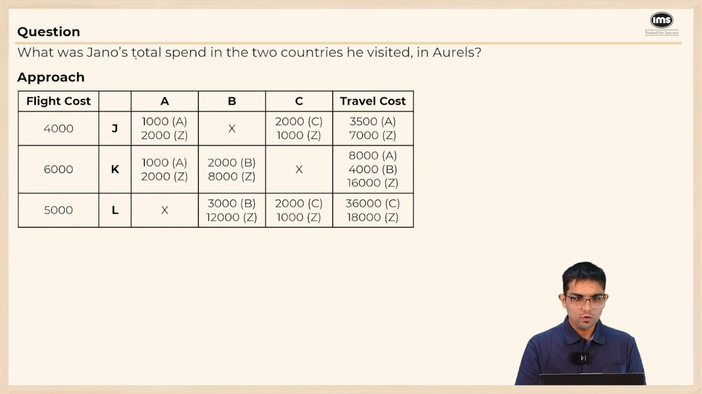What was J's total spend in the 2 countries he visited in A? Now J visited these 2 countries. Now this is 1,000.